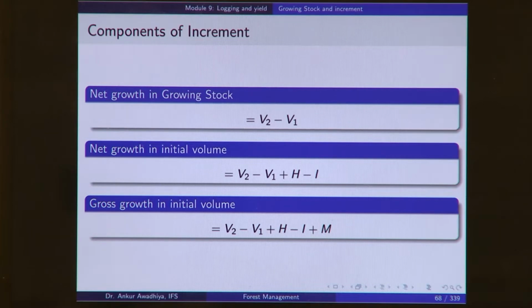the net growth in growing stock as V2 minus V1, that is the change in the growing stock in the two measurement periods. Then net growth in initial volume is V2 minus V1 plus H, which is the trees that were harvested, minus I, which is the trees that were recruited in this period. And gross growth in the initial volume is given as V2 minus V1 plus H minus I plus M.